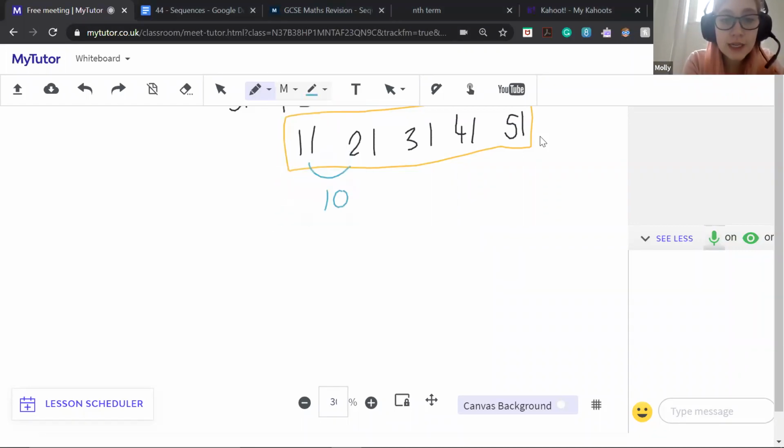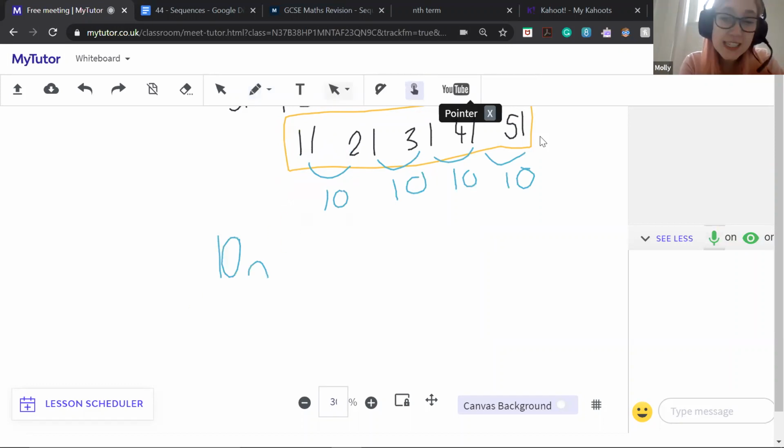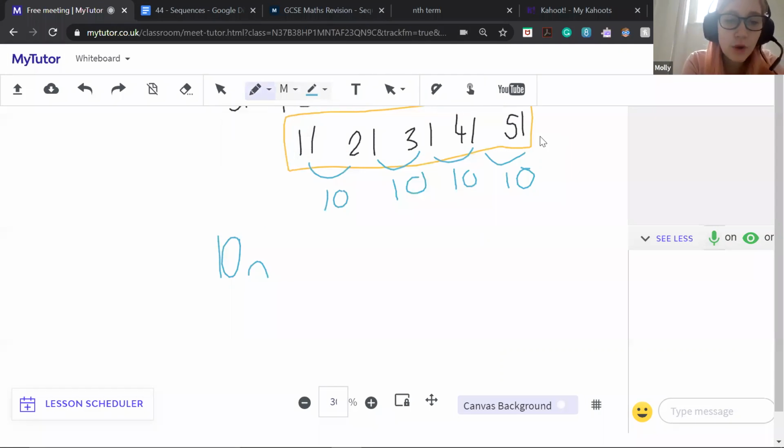So we do this one as we have been doing. What's the difference between each of these? 10. And it's 10 for all of them. Fantastic, we know it's a 10n. Now, if it was just 10n, the first term would be 10. But it's not, it's 11, it's 1 higher than that. So all we've done is solve this linear sequence, just like we were doing before.